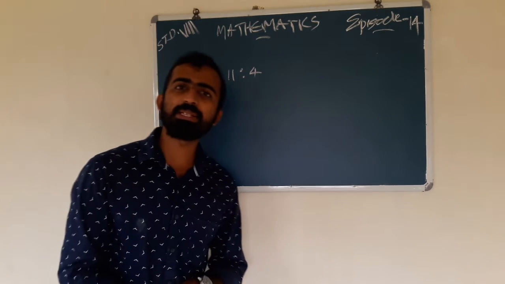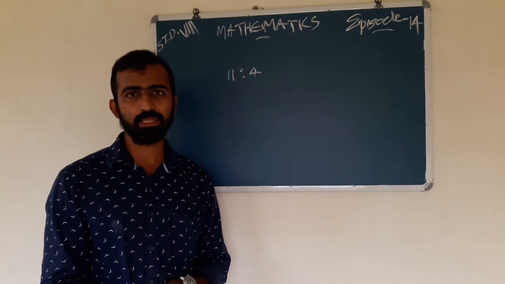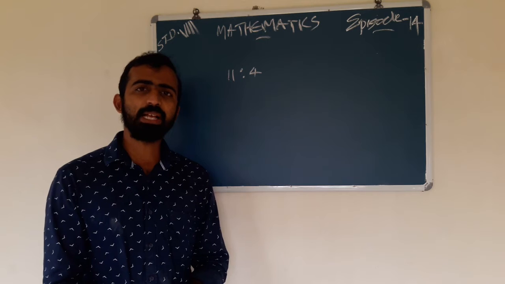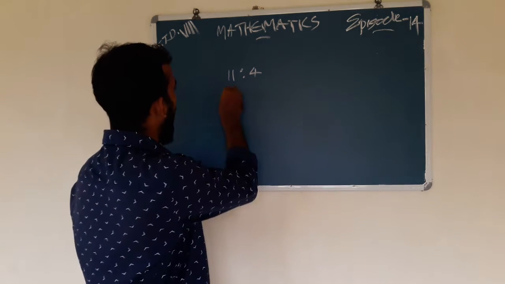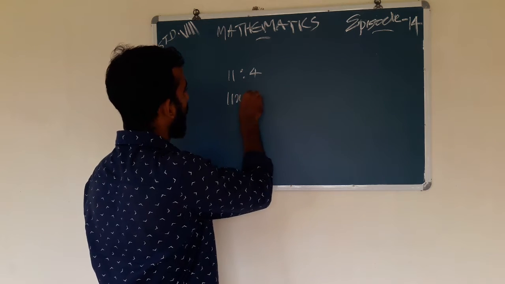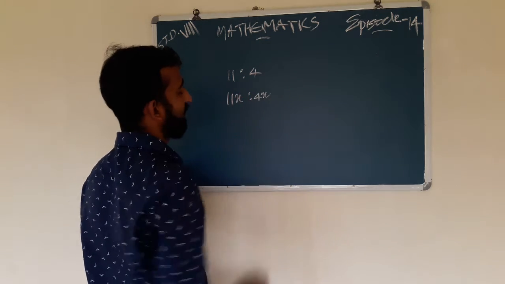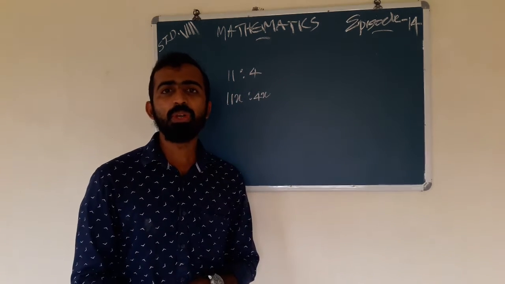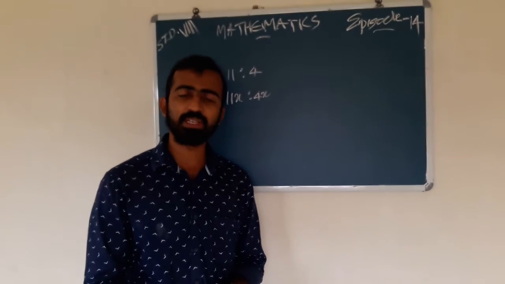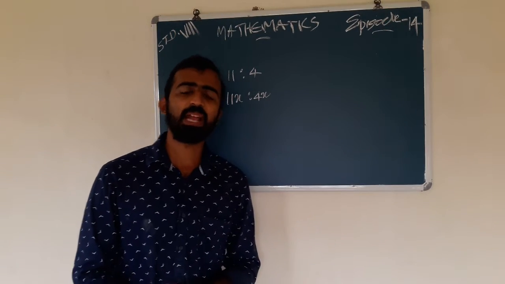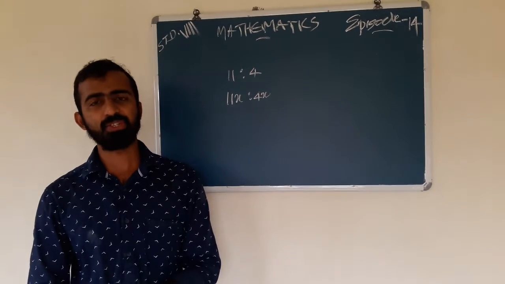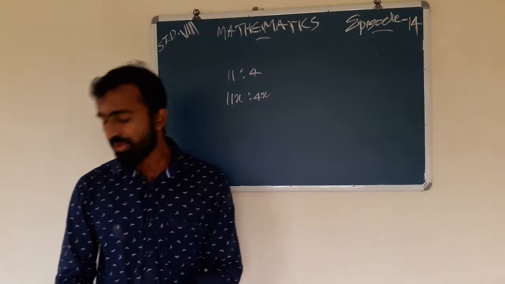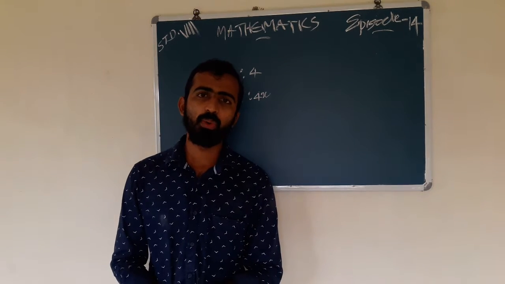That is, 11 means length and 4 means breadth. When we take the dimension as x, we can write length to breadth as 11x is to 4x. So next, what can we do?